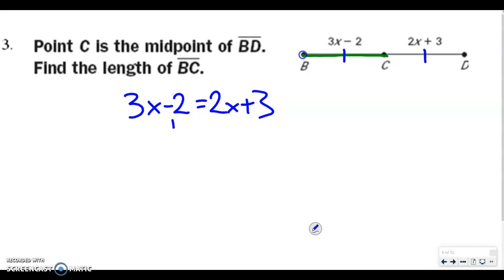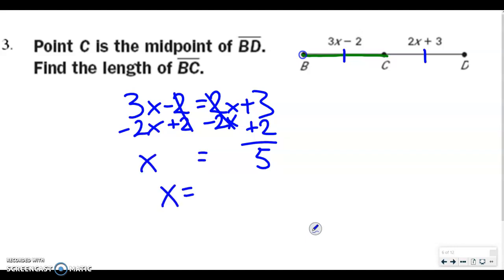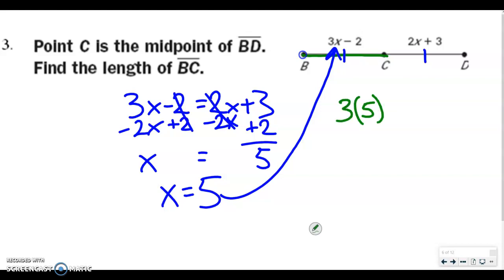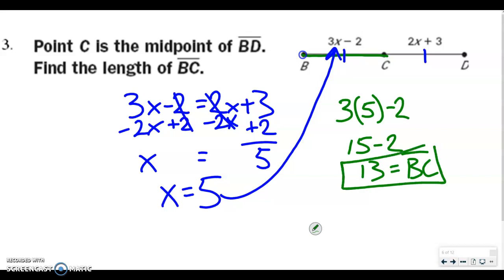So if we solve for x, I'll add 2 to both sides here. That'll give me 5. And subtract 2x on both sides. That'll give me x. So x equals 5. We need to take that 5 and plug it back in for x. So 3 times 5 minus 2. So 15 minus 2 is 13. That's BC. Segment BC equals 13.